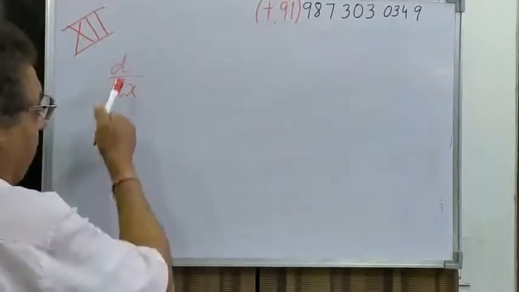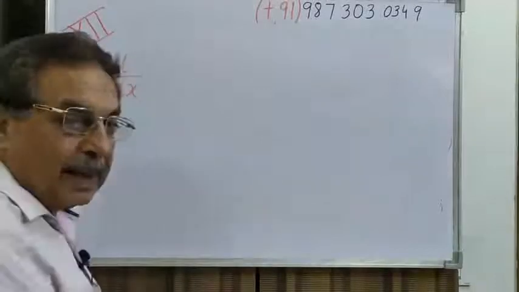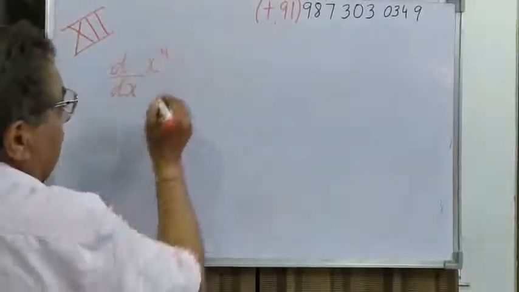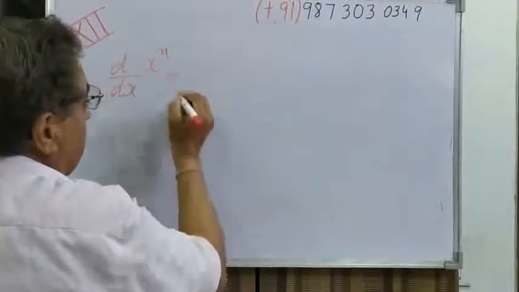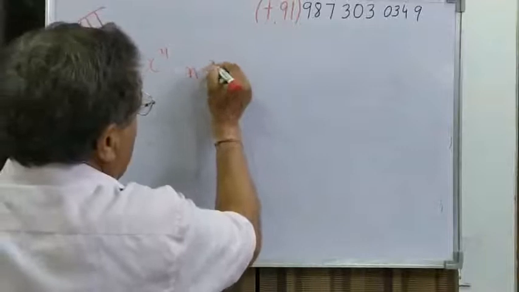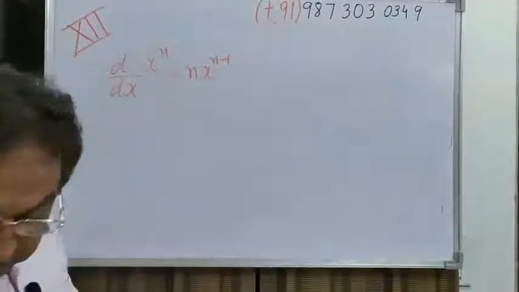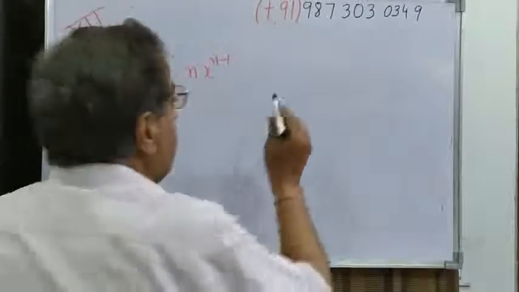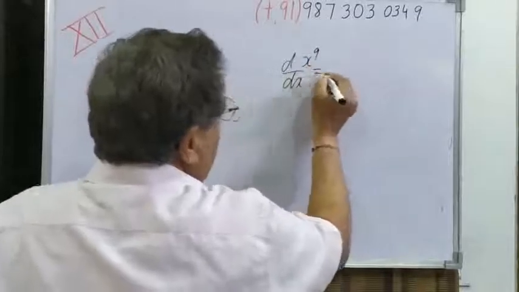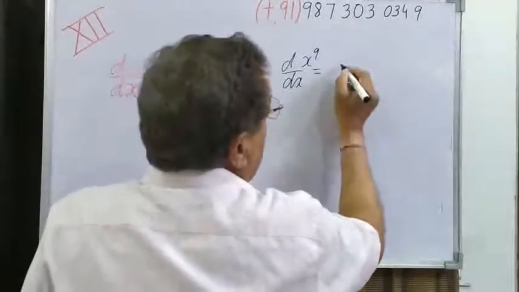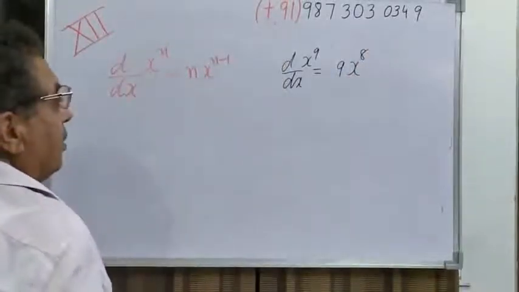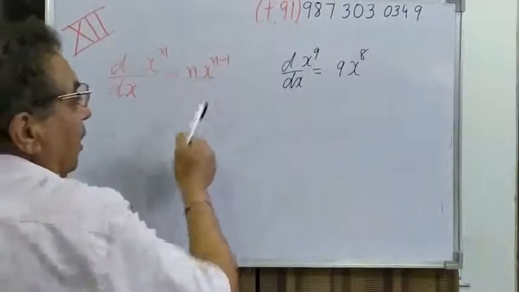d/dx. When it has to be differentiated with respect to x, d/dx of x to the power n, its answer would be n x to the power n minus 1. Let us go for an illustration. In case there is a function, say x to the power 9, and you have to differentiate it, your answer would be 9 x to the power 9 minus 1, that is 8. So this is n x to the power n minus 1.